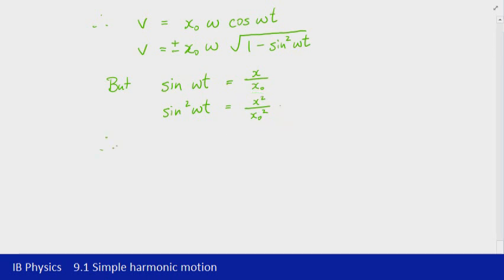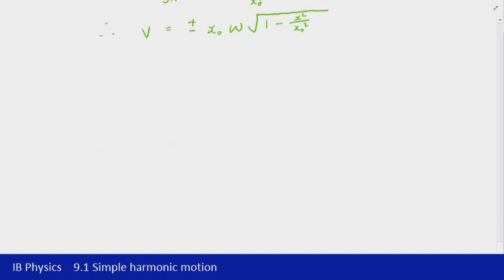So we then would have that v is equal to plus or minus x naught omega multiplied by the square root of 1 minus x squared on x naught squared. So notice now we don't have any terms in t. It's all to do with the displacement, the amplitude and the angular frequency. We can simplify this a little bit further though, and the way that we're going to do it is basically algebraic steps here. So let's go through those quickly.